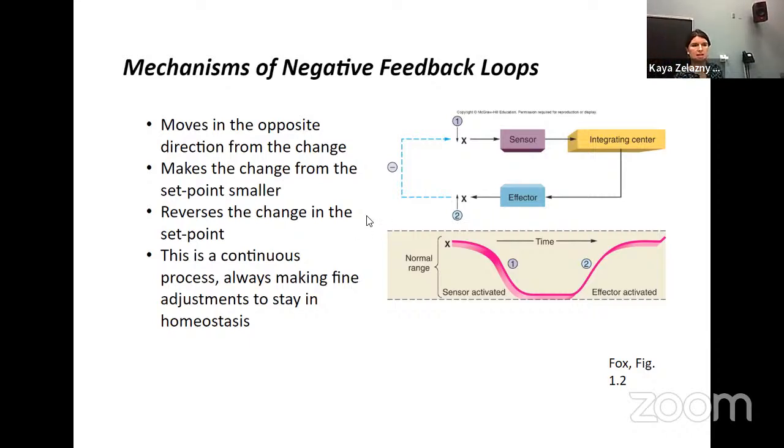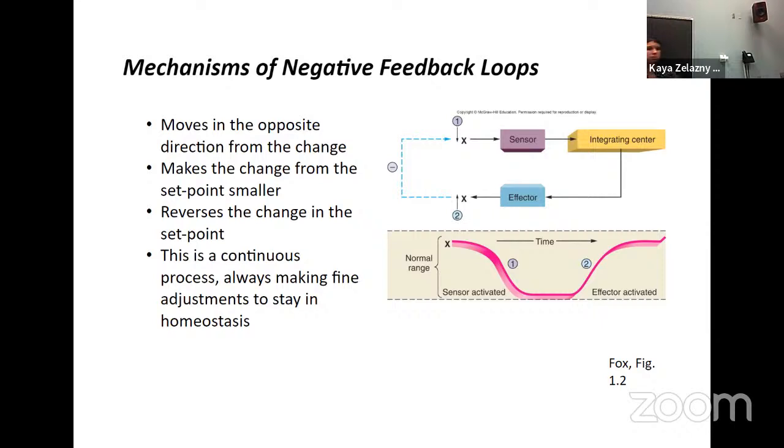So that dotted line that I drew would get smaller and smaller as we get closer back to the set point. So this is continuous. It's not a huge problem if you have a little bit of an error signal from the set point. Your body is designed to be able to make these adjustments. Changes happen to things like blood pressure all the time. We went through an example as you stand up, right?